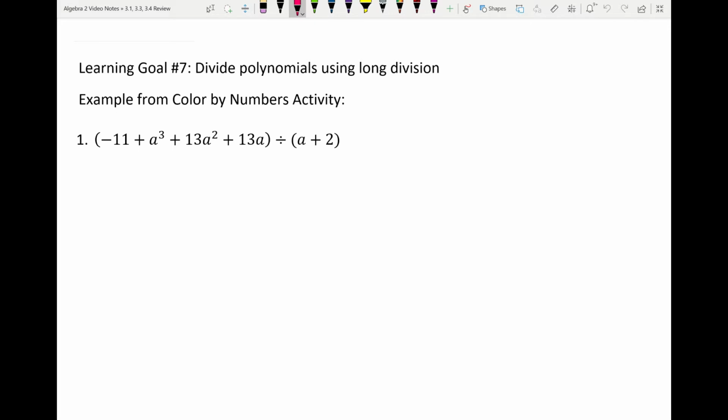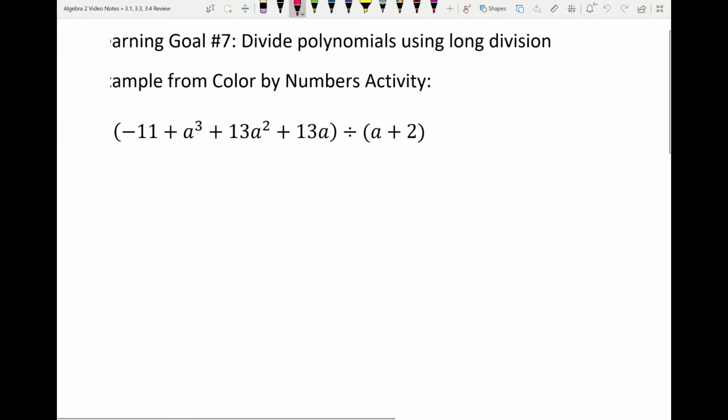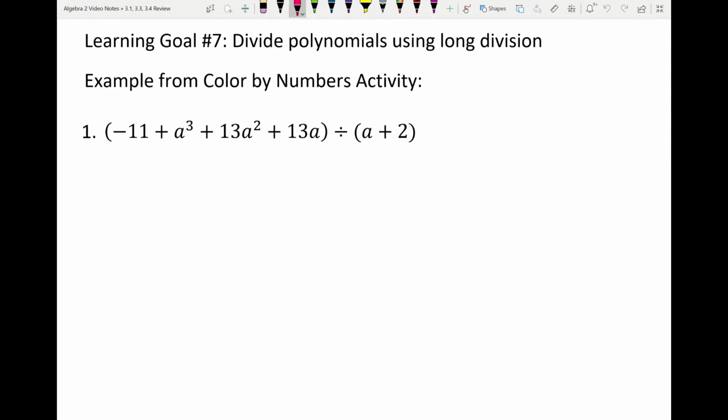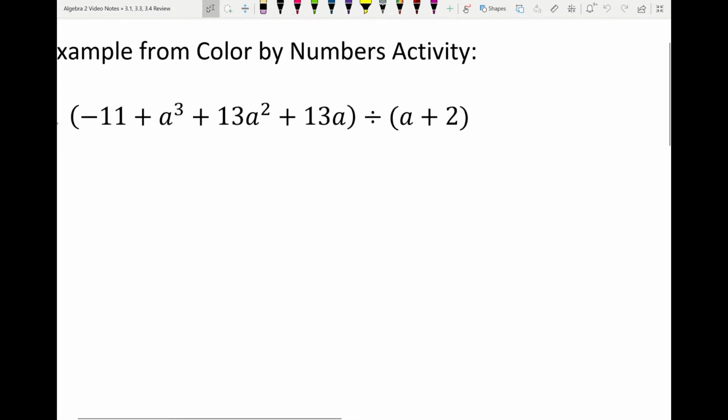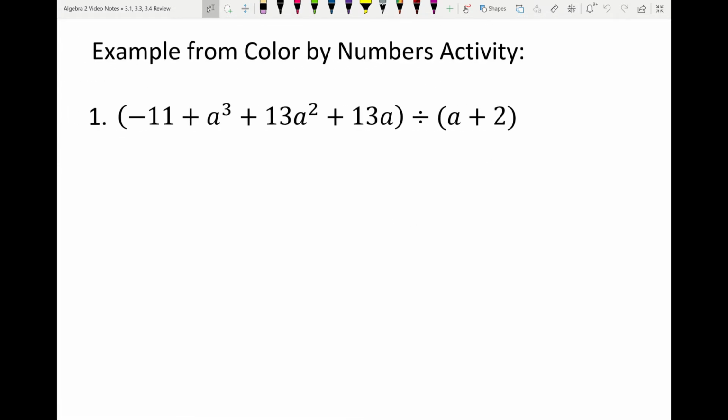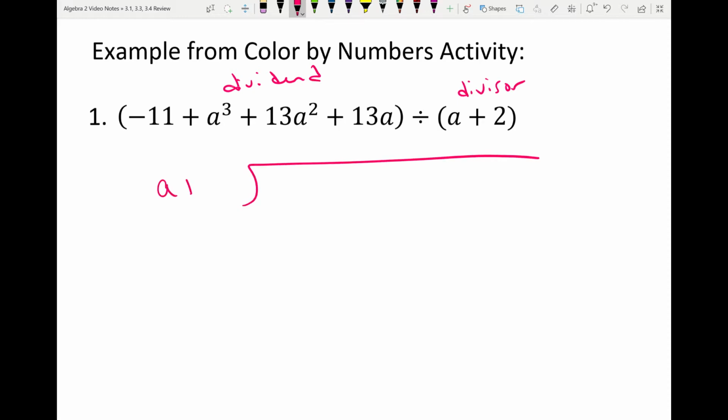All right, learning goal number 7. We want to be able to divide polynomials using long division. This example is from the color by numbers activity that we did, which some of you picked up in class. To do long division, remember your divisor goes on the outside and your dividend goes on the inside. So our divisor is a plus 2.